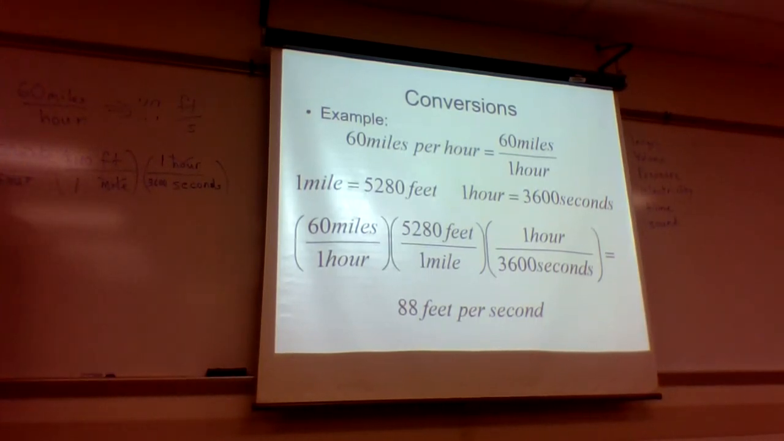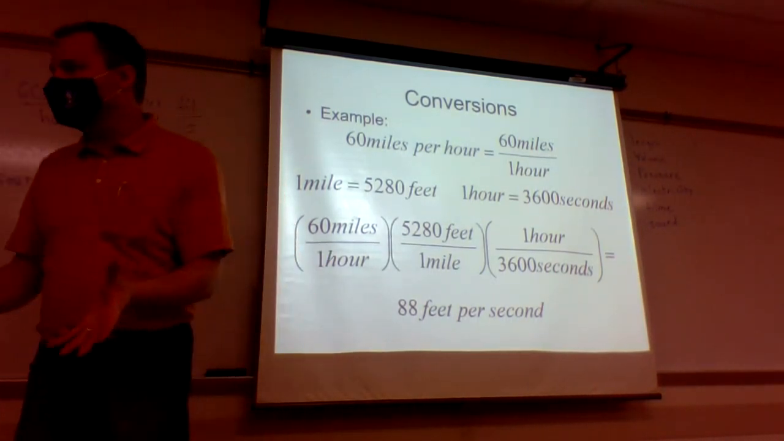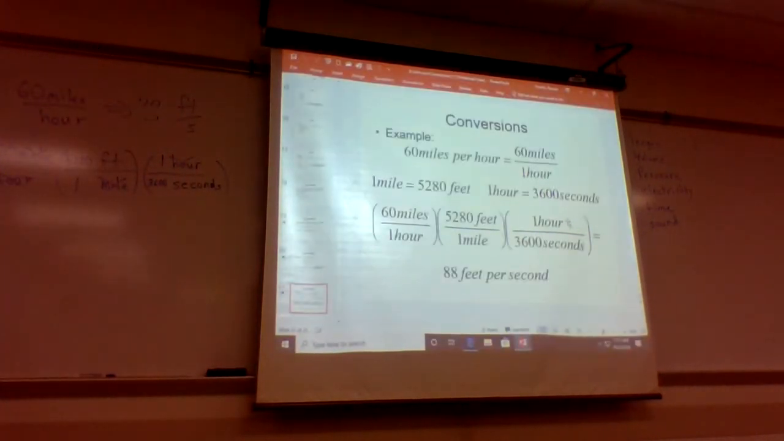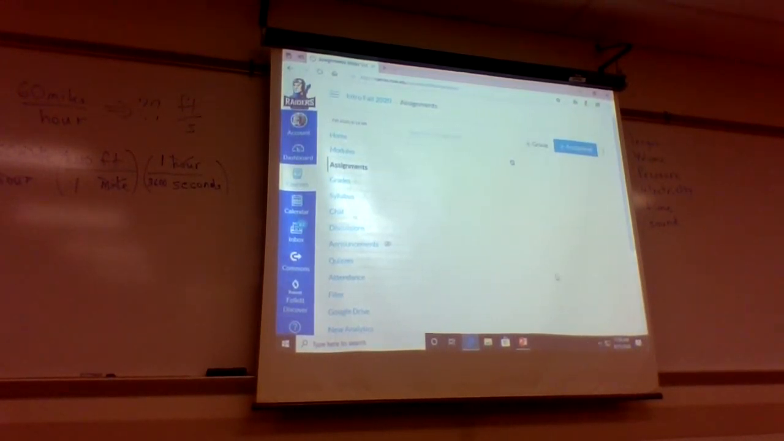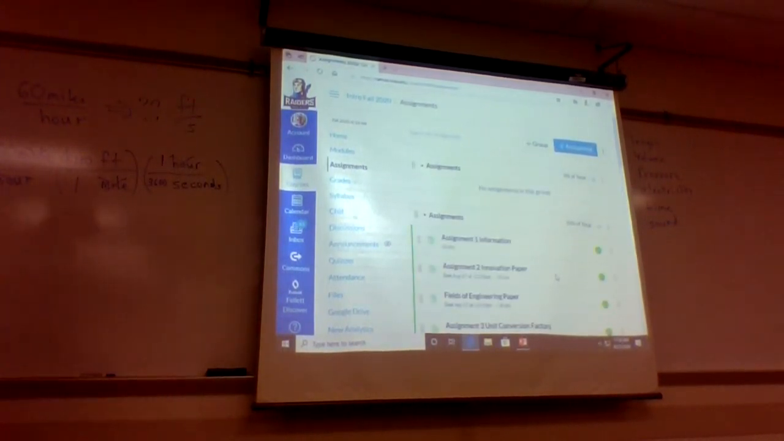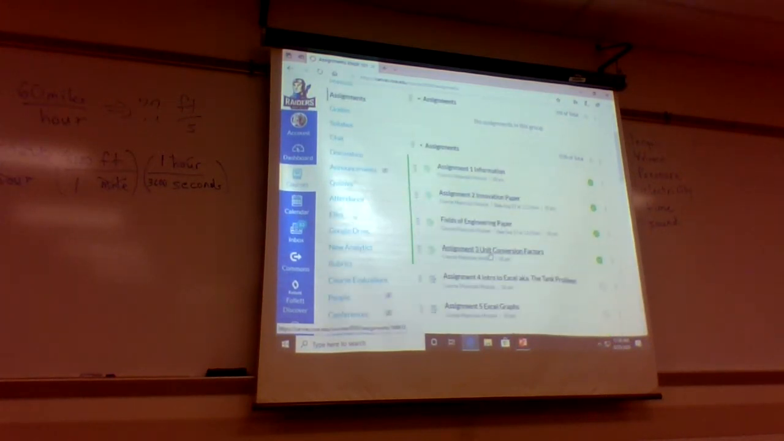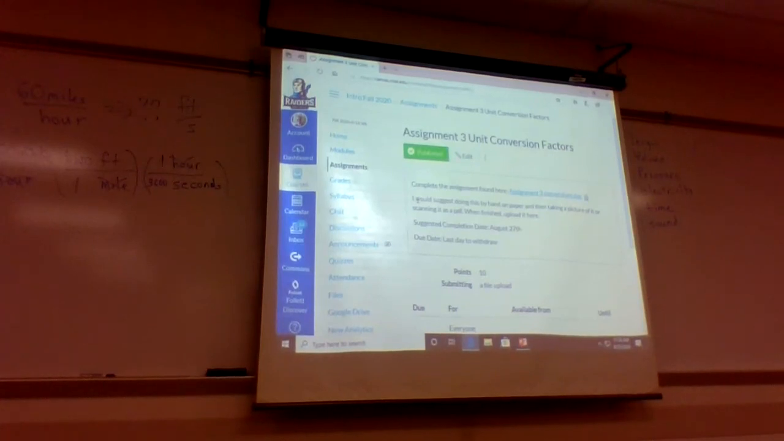Let's do 2 things before I turn you loose. First and foremost, when you go to Canvas, there's an assignment here. To limit the exposure on both of us, I'm just going to have you submit it as a PDF. If you have trouble getting a PDF, you could submit JPEGs also, that would be okay. When you go into Canvas, you can go into modules or assignments. In either place, you should see assignment 3, unit conversion factors. Pull that up. I've got a document in there with some instructions for you.